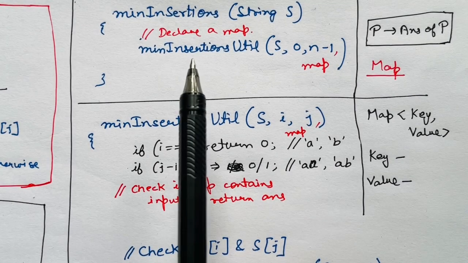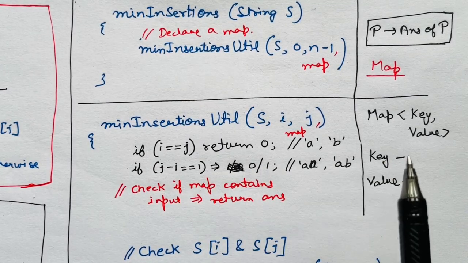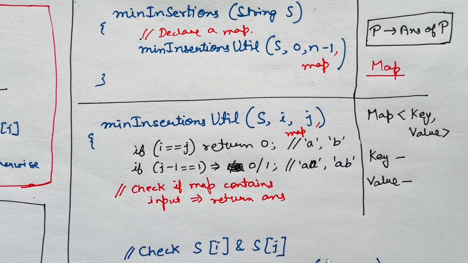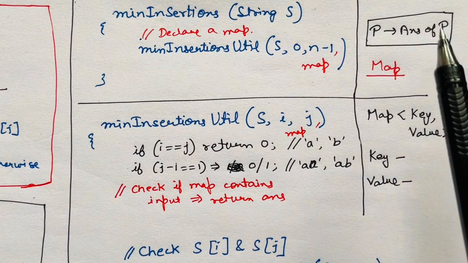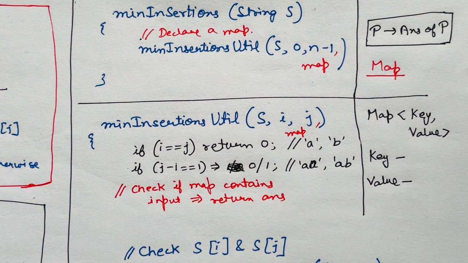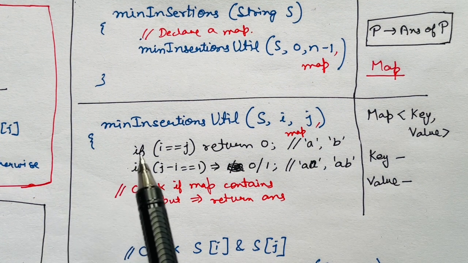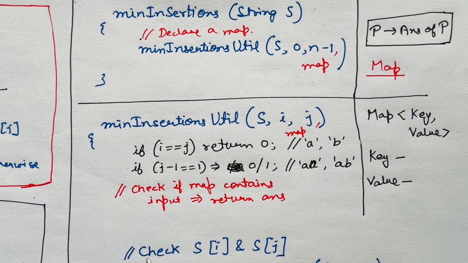When we declare the map, we will also have to declare the data types of key and value. What will be the data types of key and value? Value is simpler. The data type of value will hold the answer to this recursive call. The answer to this recursive call is basically the minimum number of insertions. So value is basically integer.